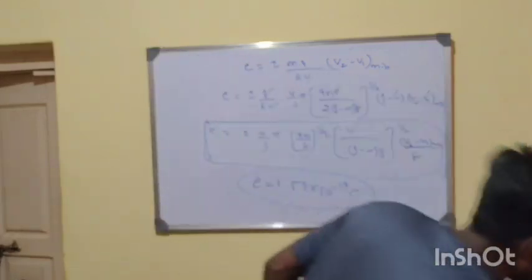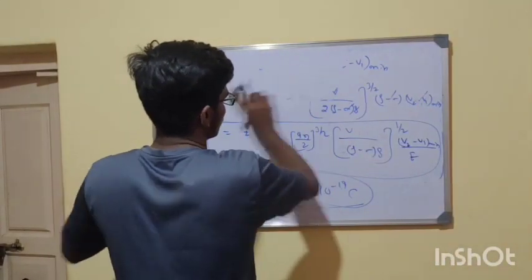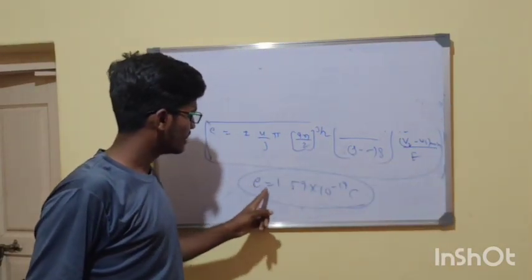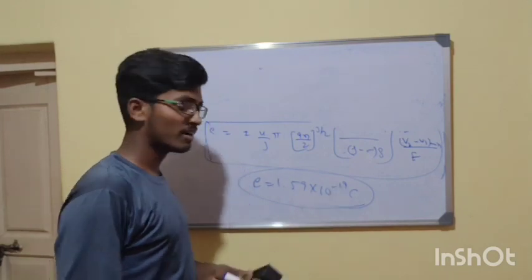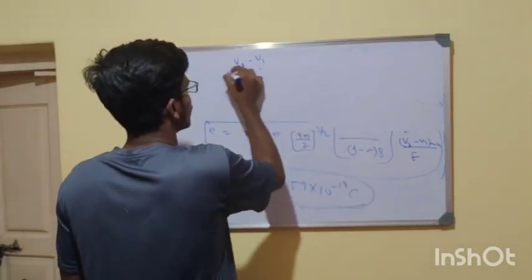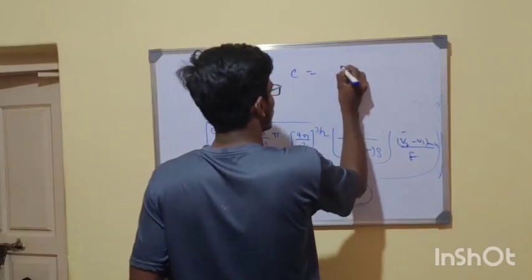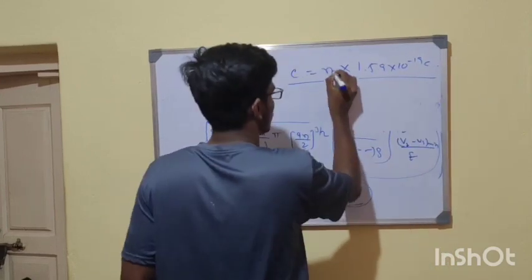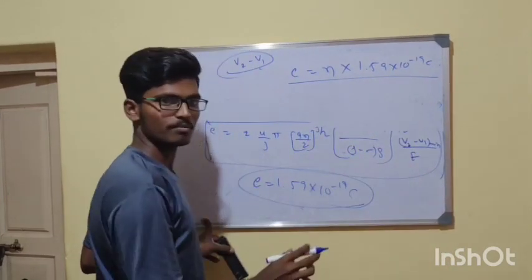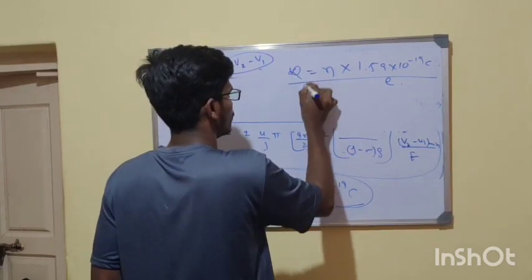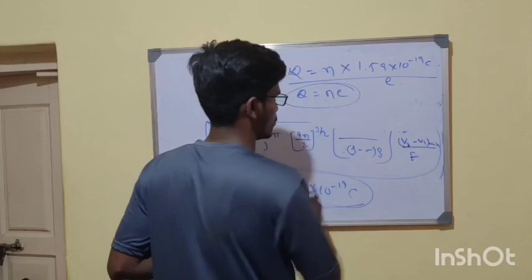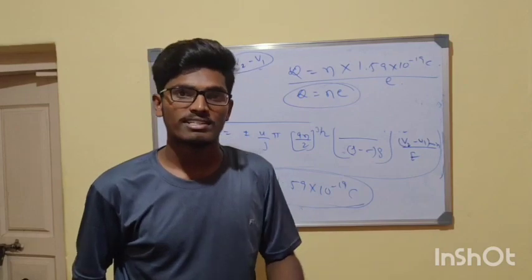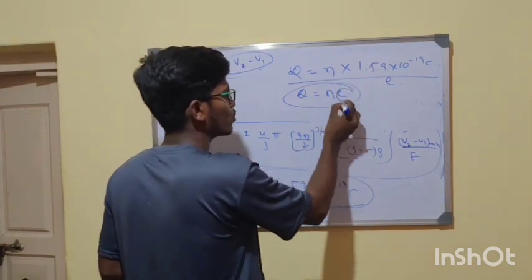If they apply other V2 minus V1 values, what values should we expect? If by applying the minimum value they get E is equal to 1.59 into 10 raised to minus 19 coulomb, then with other values they will get an integral multiple of this. This is the charge of the electron. Q is equal to an integral multiple of the charge. This is quantization: charge is quantized because it is an integral multiple of the charge of the electron.